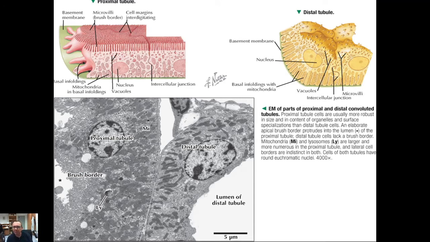So there are pictures showing the difference of proximal and distal tubule. The electron microscope can show it very well. I think this picture doesn't need any description. Everything is written here. More mitochondria, less mitochondria, no brush border here, brush border only here. Basal labyrinth in both tubules.